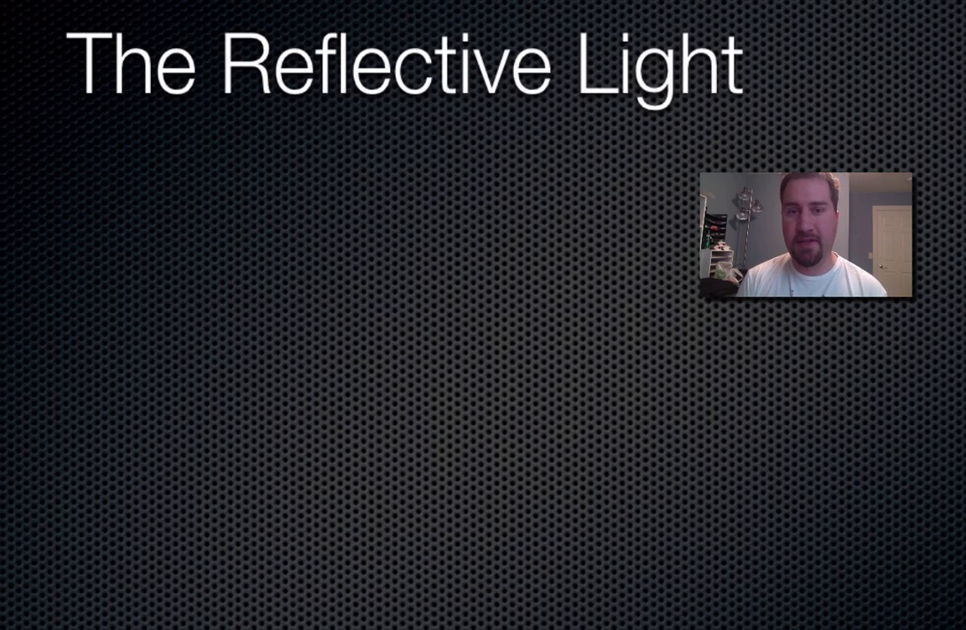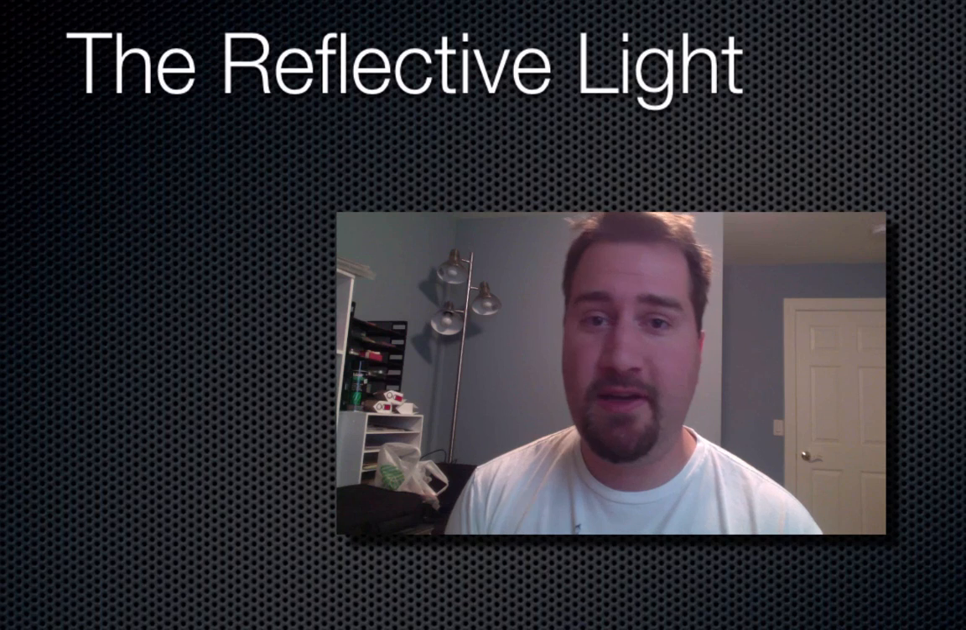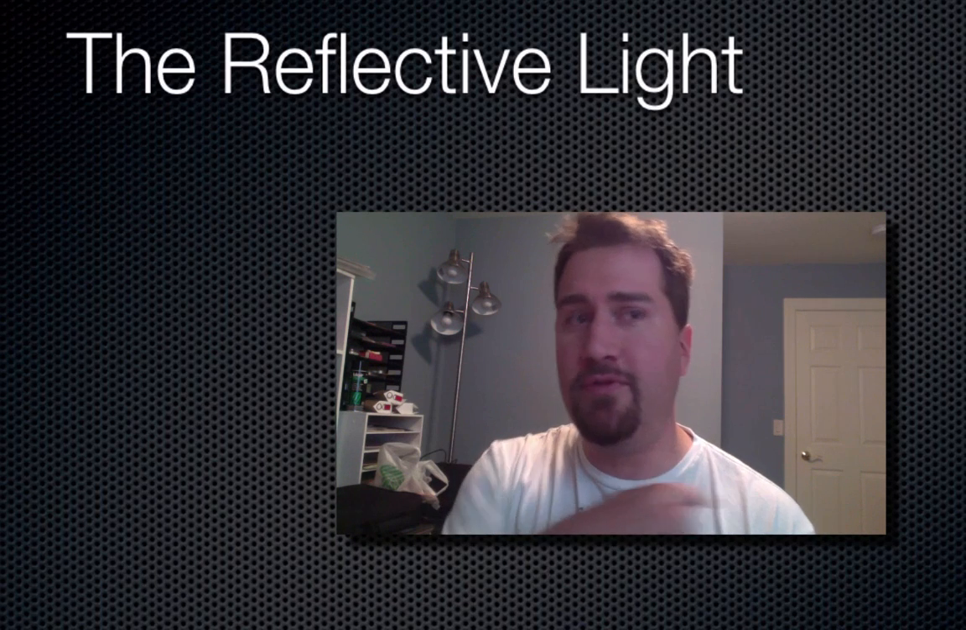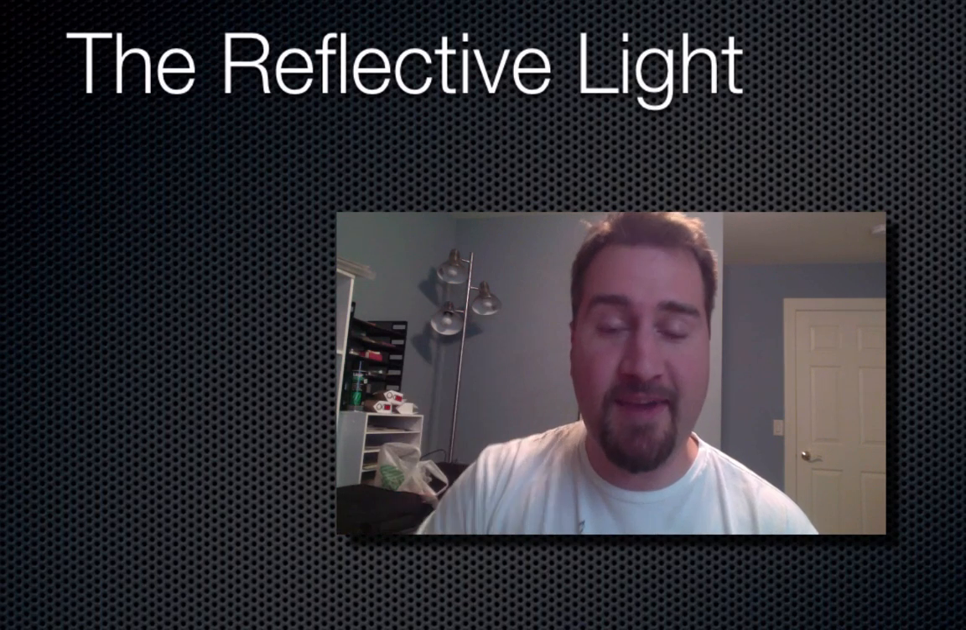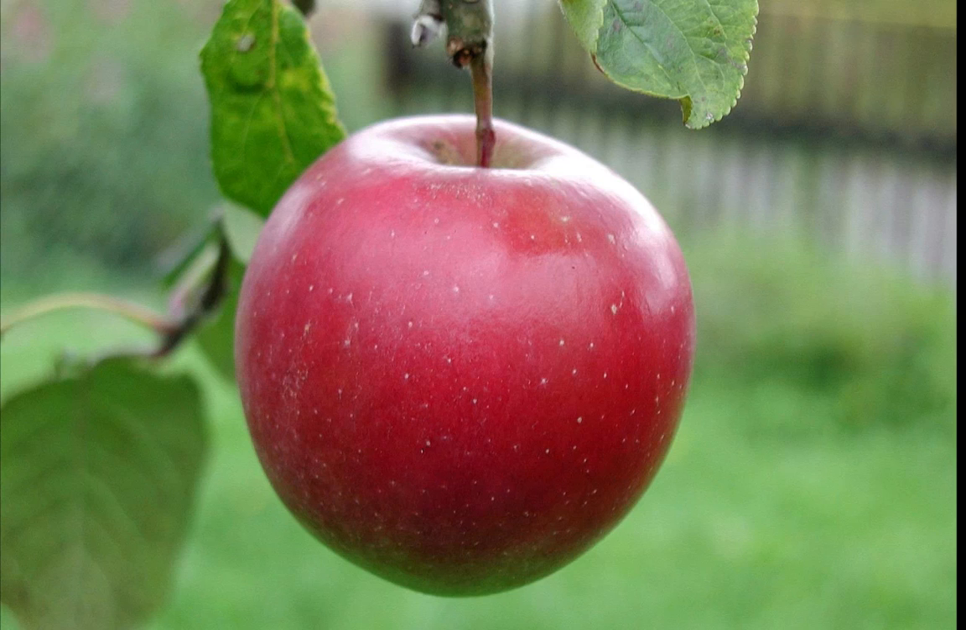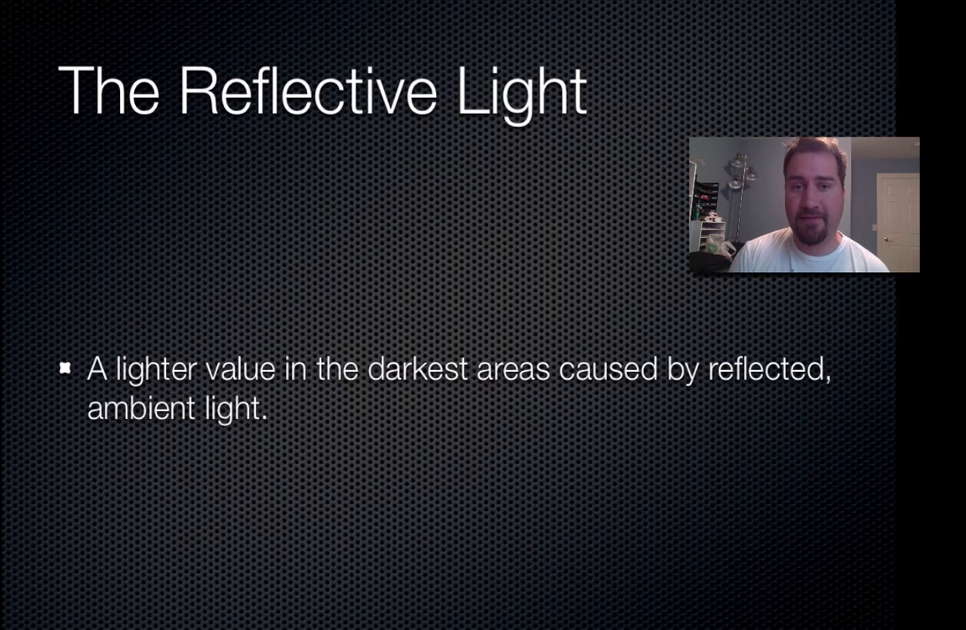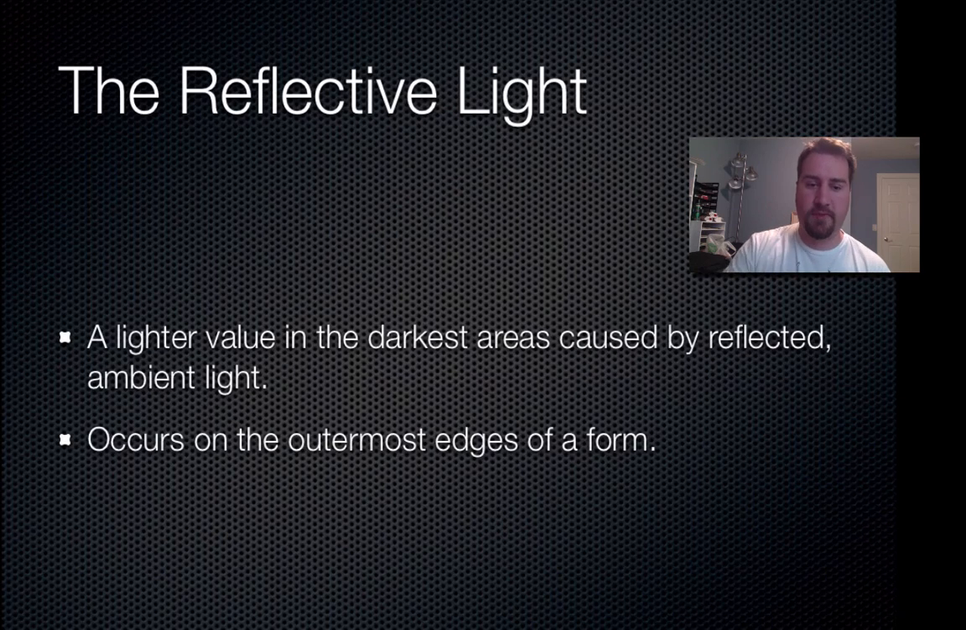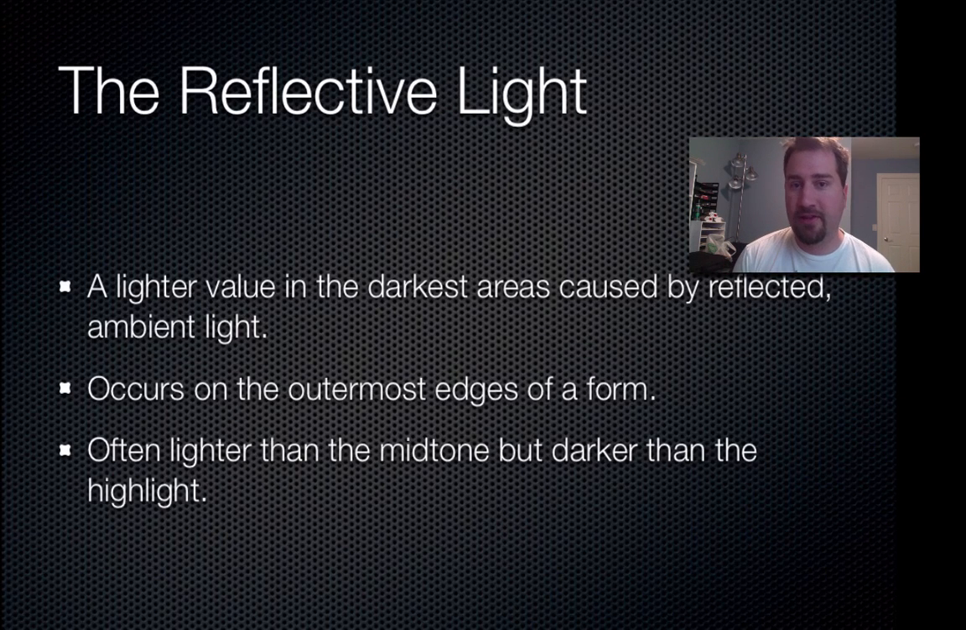Reflective light makes your piece believable and realistic, because that means that there is light in this room besides what's just directly hitting my face, and it's that light in the room that lights up certain other parts you'll see. The reflective light is a lighter value in the darkest areas. Let's see that again. It happens in your darkest areas, and it's caused by ambient light. Oftentimes, reflective light happens on the outside edges of a form. They are lighter than your shade, but they are darker than your highlight.